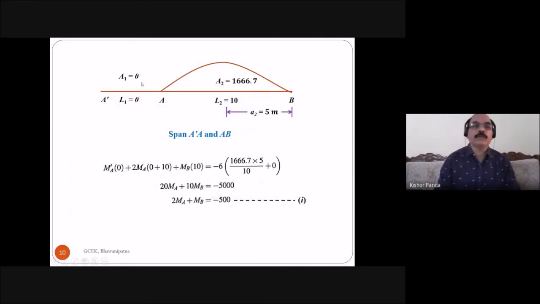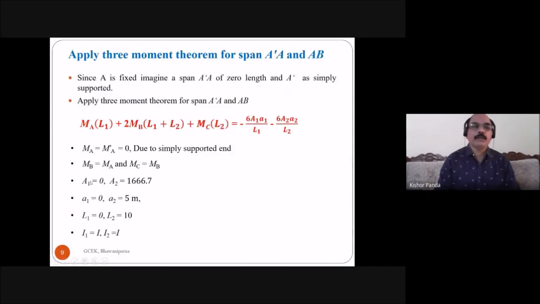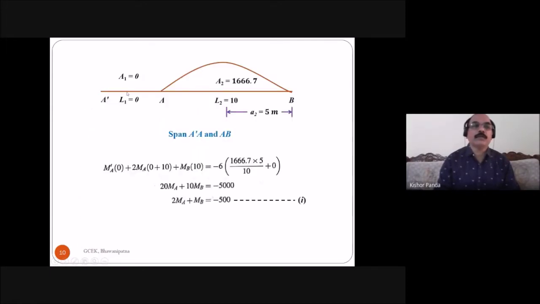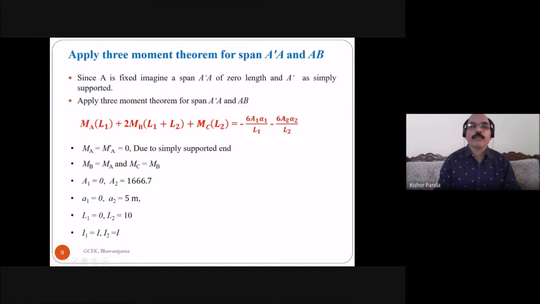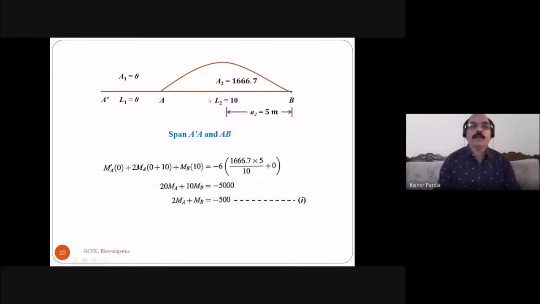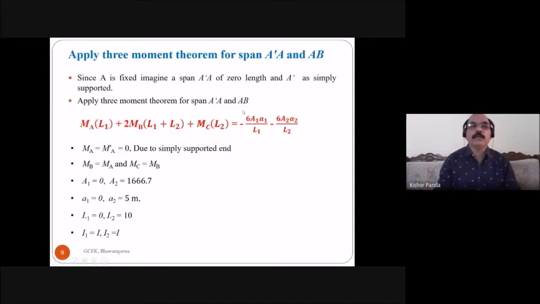So what is the area of this one? A1 is 0, and A2 is 1666.7. What is the centroidal distance of this one? Because this is a 0 span, the centroidal distance is also 0. Small a1 is 0. Small a2, the centroidal distance of this area: this is 10 meter, so the centroidal distance is 5 meter. L1 is 0, and here the length L2 is equal to 10 meter.